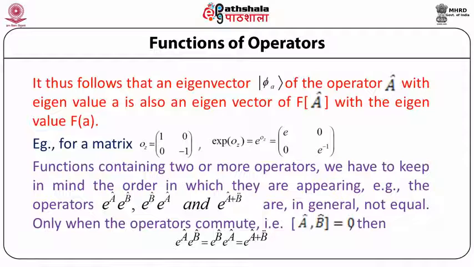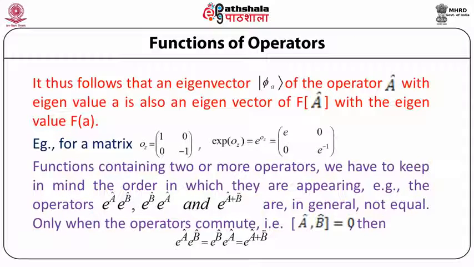Let us take a matrix sigma Z equal to 1, 0, 0, minus 1, which is a 2 cross 2 matrix. Then the exponential of the matrix sigma Z, which is e to the power sigma Z, is given as a matrix, again 2 by 2, of the form e, 0, 0, e to the power minus 1.